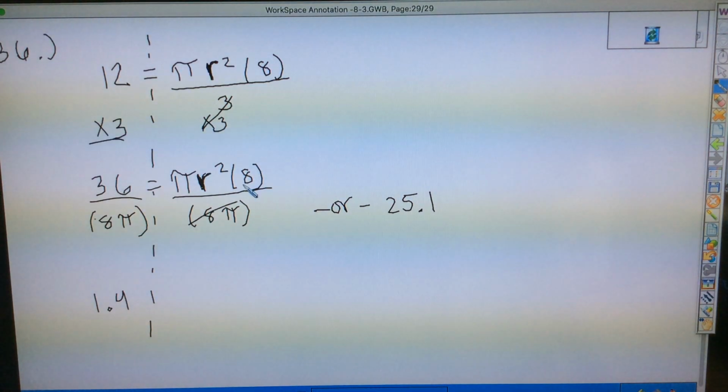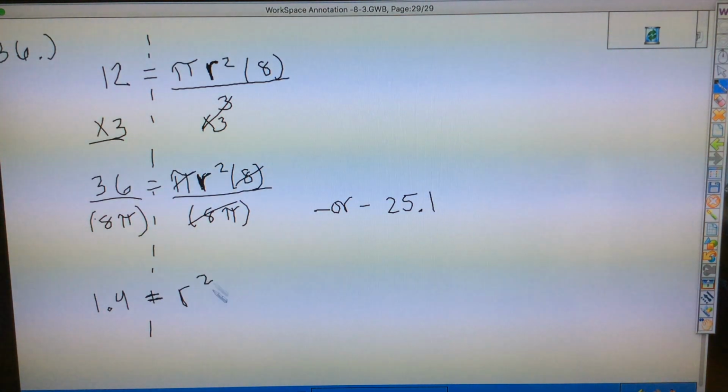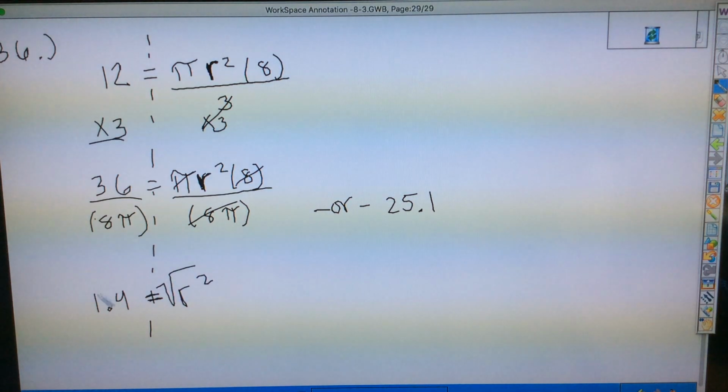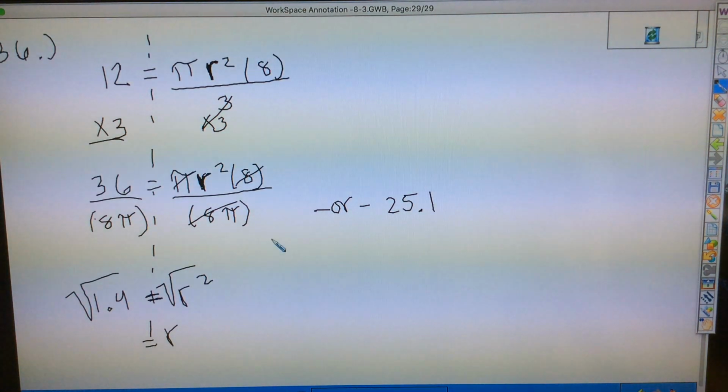1.4. This all cancels out. I'm left with r squared. How do you undo something that's been squared? Take the square root. Okay, so the square root of 1.4 is approximately r.